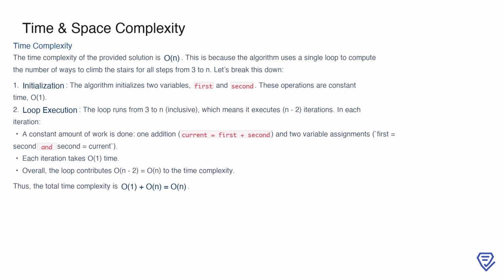Each iteration of this loop performs a constant amount of work, one addition operation to calculate the current number of ways and two simple variable assignments to update first and second. Since each iteration takes O(1) time, the total contribution from the loop is O(n-2), which simplifies to O(n). Combining this with the O(1) from initialization, the overall time complexity is O(n).